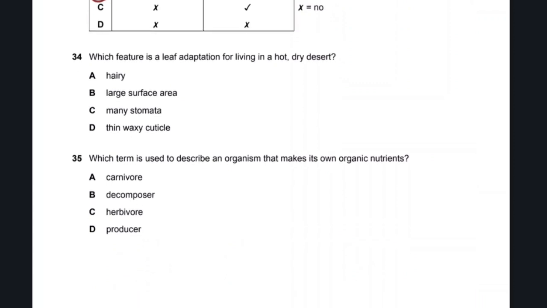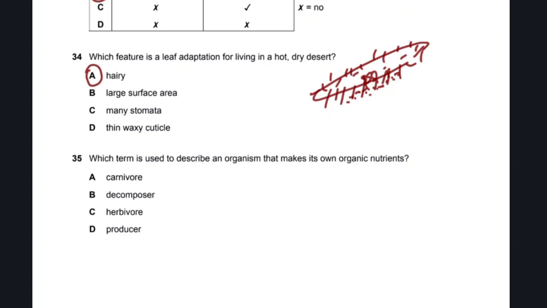Which features of the leaf are adaptations in the heat? If the stomata are deep inside, and the leaf has hairy, feathery structures, it can trap the water vapors and not allow them to leave. That's why it has the hairy structure, because a large surface area would cause more water loss. If there are many stomata or a thin waxy cuticle, then more water loss will occur.